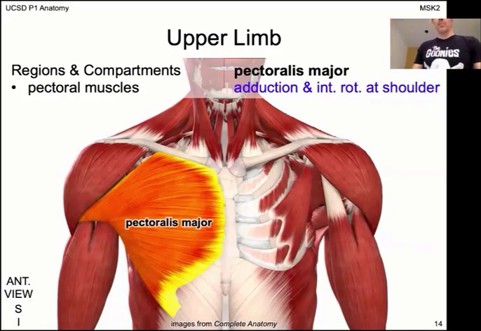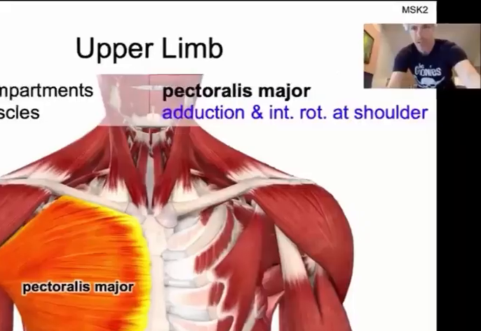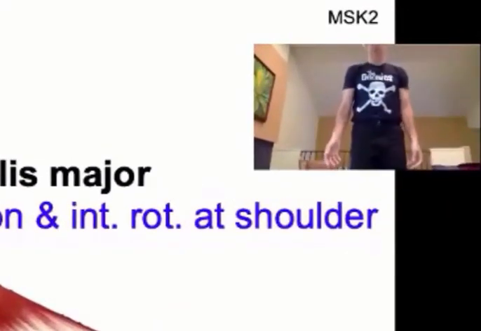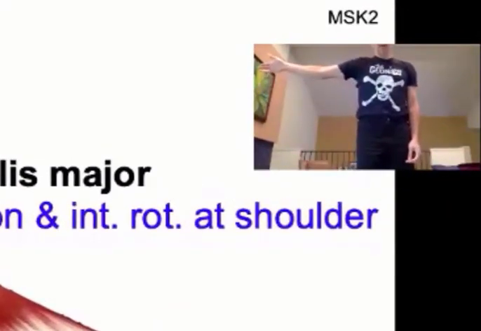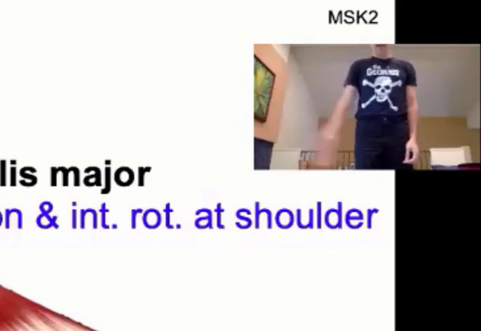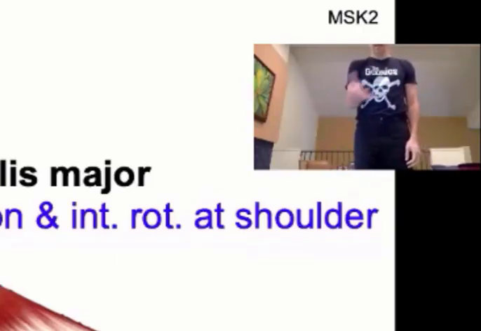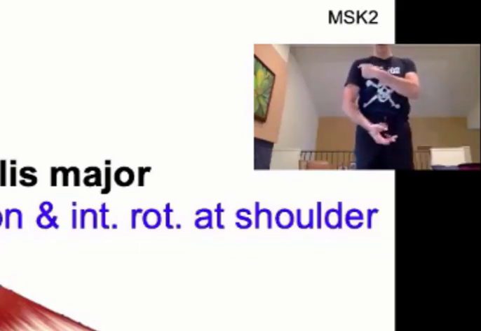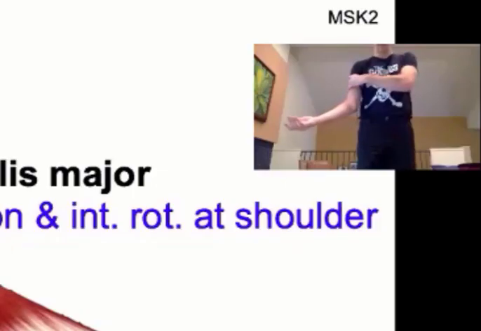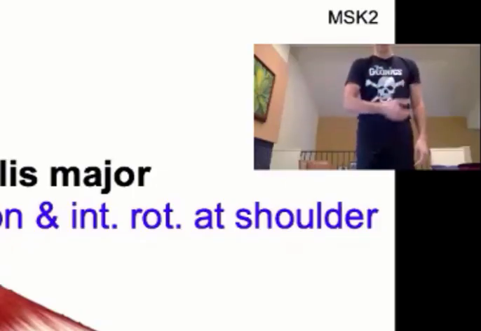It is responsible for adduction. So from anatomic position, if I start with my upper limb abducted, I can adduct it forcefully, and pectoralis major contracts to perform that adduction. Okay. It's also an internal rotator. So if I want to take my right hand and place it over my heart, for example, that involves internal rotation at my right shoulder, my right humerus is spinning medially, right? So pectoralis major contracts to perform that internal rotation at the shoulder.